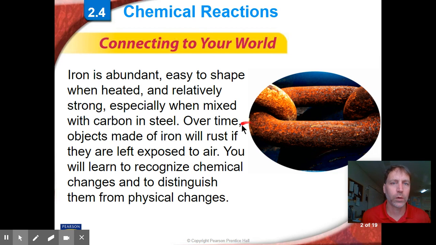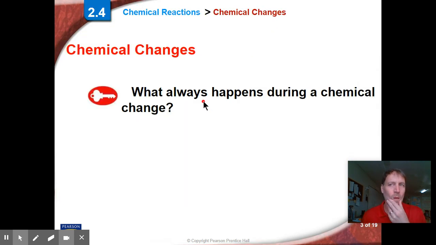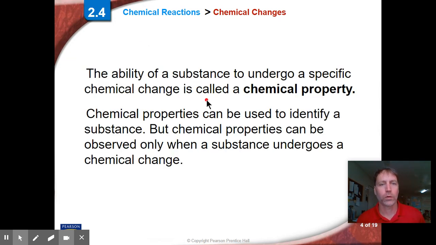That's called a chemical change. So we're going to talk about chemical changes today. And how do we know if a chemical change has happened? What always happens during a chemical change? So chemical changes are based on one thing called a chemical property or chemical properties. And so these chemical properties are observed when the substance undergoes change.